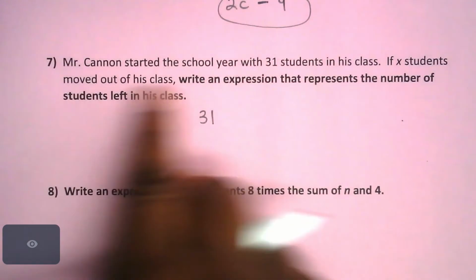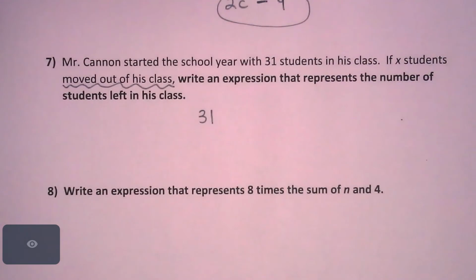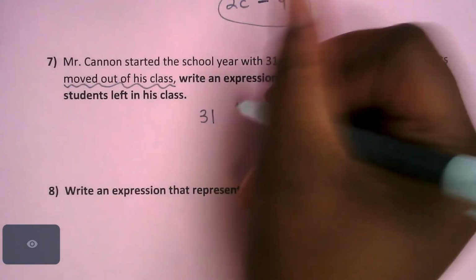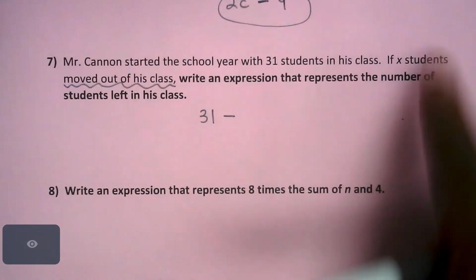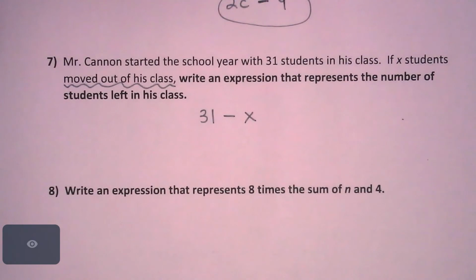They moved out of his class. This is where we have to do some thinking here, because if we're moving out, what operation are we doing? Well, if kids are moving out, I know they're not being added to the class. They're being subtracted from the class. And it says X students. That means we don't know how many students. So there it is. This is the expression we would use to find out the amount of students that are left in his class.